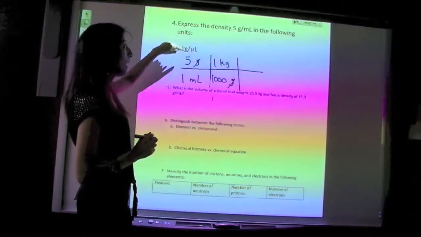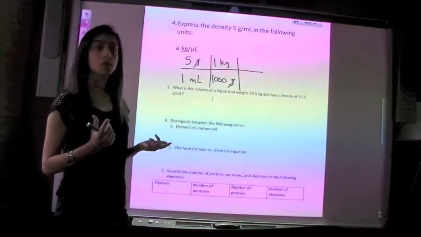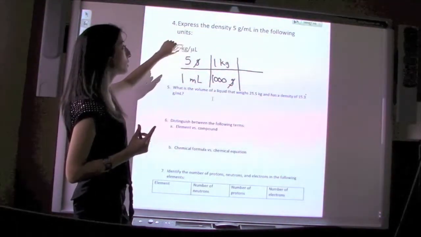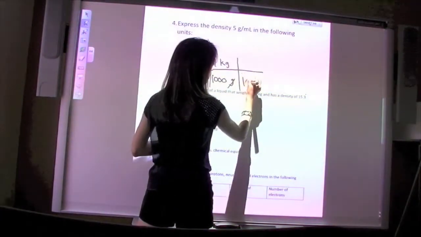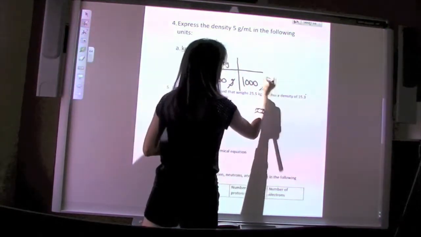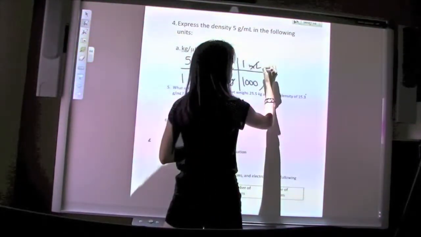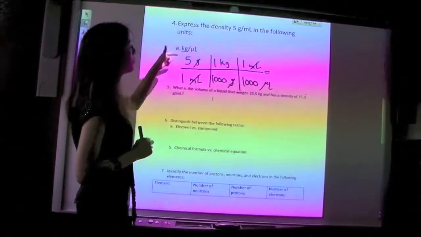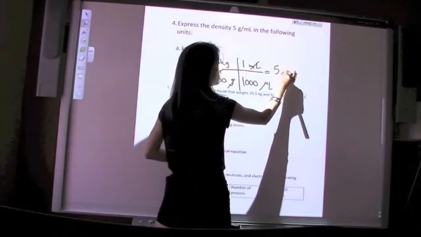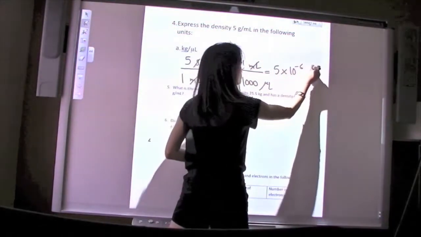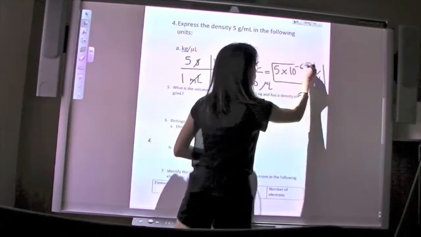Next step is to determine how milliliters are related to microliters. Which one is smaller? Microliters are smaller. And we know that there is 1,000 microliters in 1 milliliter. So 1,000 microliter in 1 milliliter. Now these units cancel out. And we are left with 5 divided by 1,000 divided by 1,000. And that's just going to be 5 times 10 to the negative 6 kilograms per microliters. And this is our final answer.